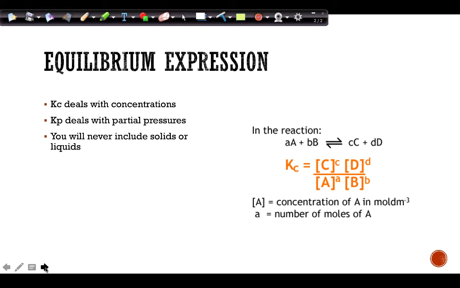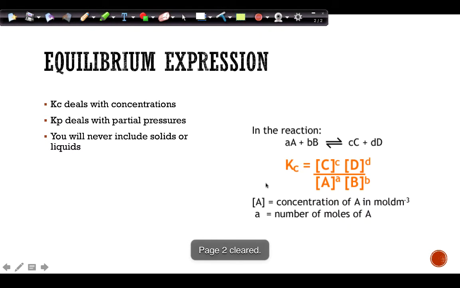So for equilibrium, Kc deals with concentrations, Kp deals with partial pressures, so gases only. We never include solids or liquids in either of these. And we also have Ksp, which we'll go over later, and then Ka and Kb, but right now let's just deal with Kc and Kp.